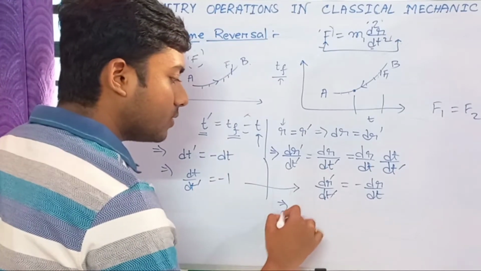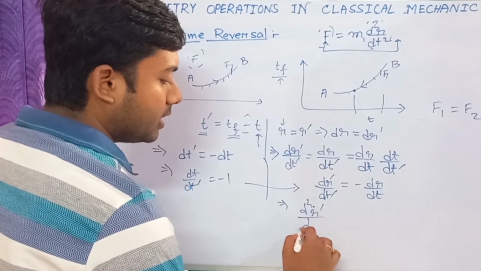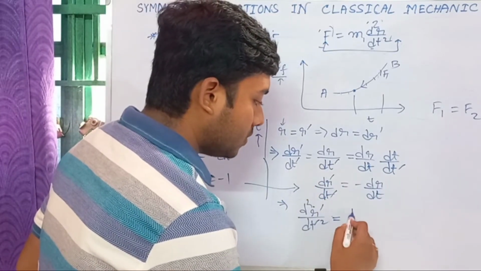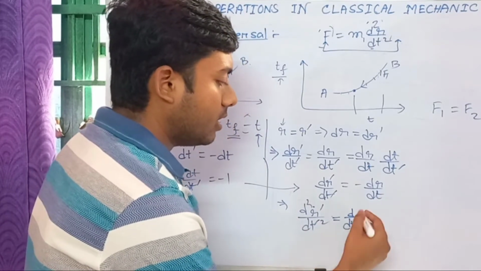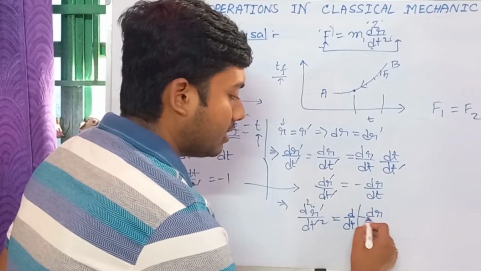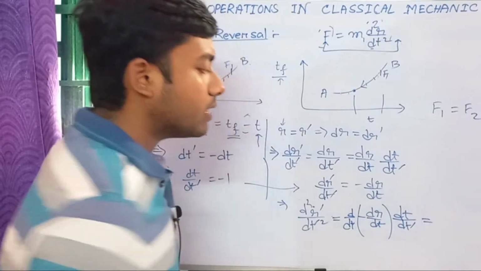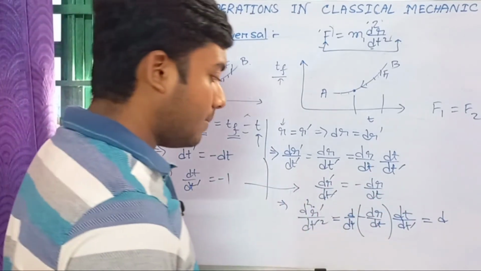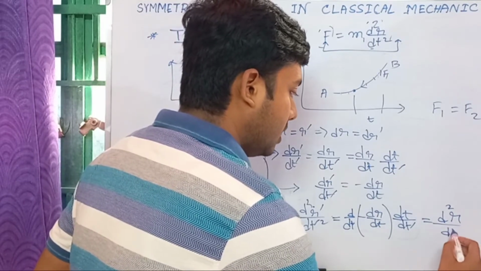Now differentiate again with respect to t dash in a similar fashion. You will get d2r dash over dt dash square is equal to d over dt dash of minus dr over dt, or I can use the chain rule: d over dt of minus dr over dt, into dt over dt dash. So for this another negative sign will appear, so that will eventually become d2r over dt square.